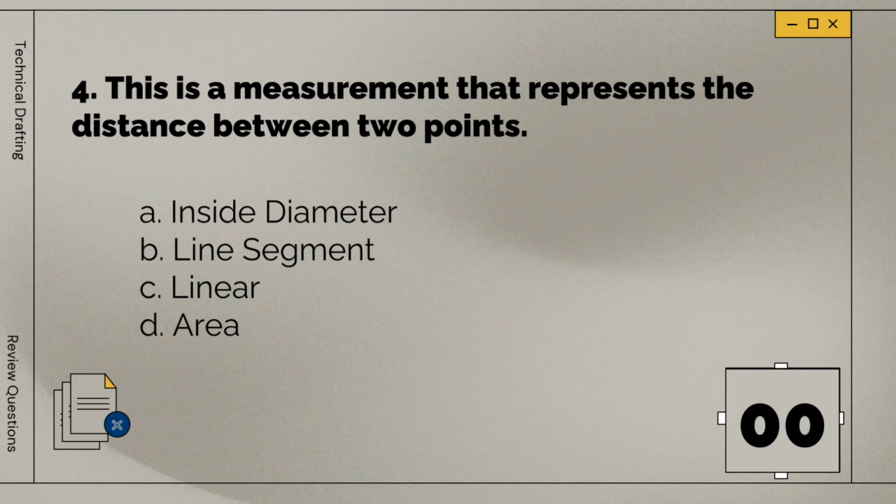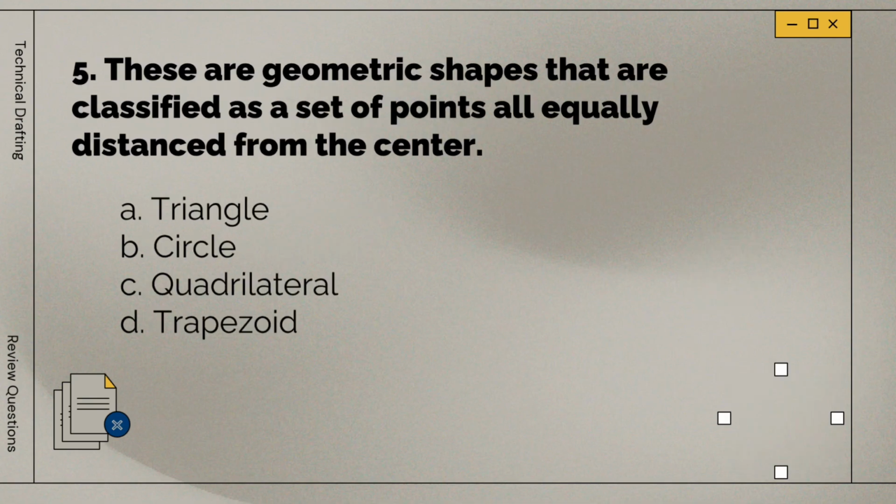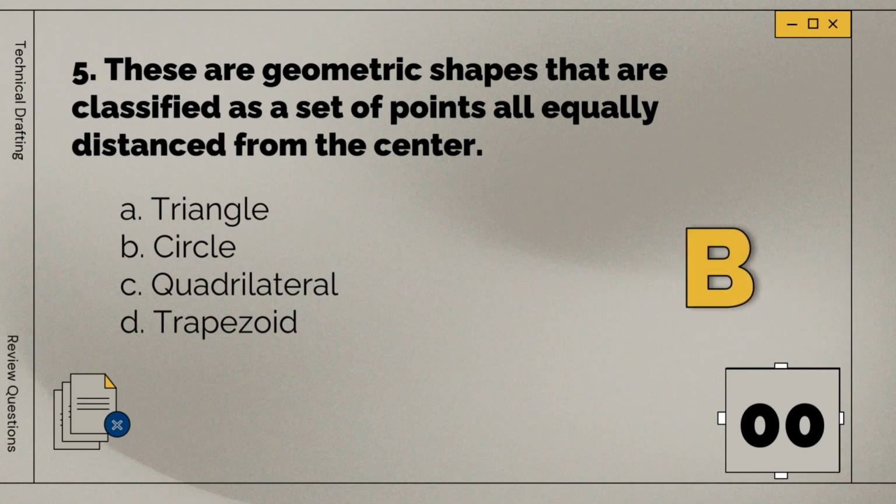The correct answer is letter C. Linear. Number 5. These are geometric shapes that are classified as a set of points all equally distanced from the center. The correct answer is letter B.